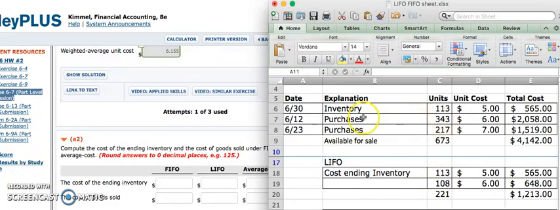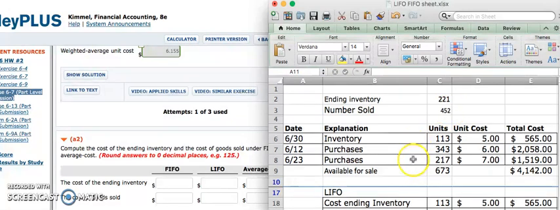We got to take that from the 612 purchase. So we're going to take 108 there at $6 a piece. It gets us to $648. So this gives us a total cost of ending inventory under LIFO of $1,213.